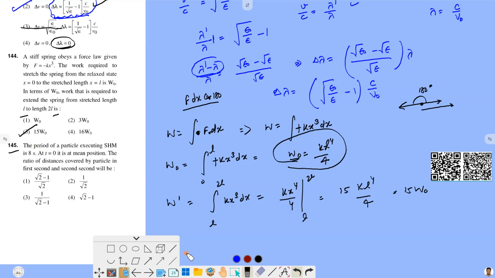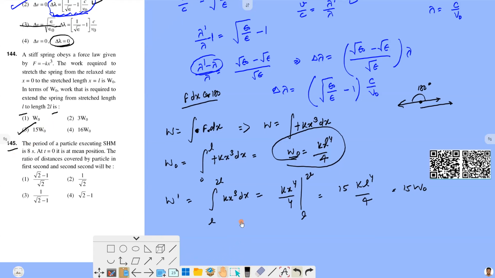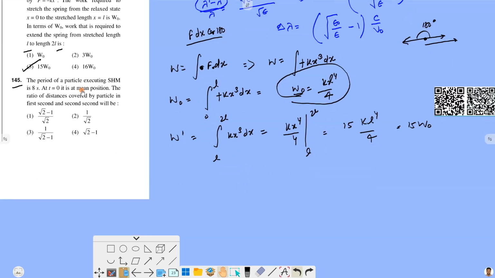Let us move to 145. The period of a particle executing SHM is 8 seconds, and at t is equal to 0 it is at the mean position. The ratio of distance covered by the particle in the first and second second will be? So for the particle in SHM, we can write the equation that x will be equal to a sine omega t, and here the time period is 8 seconds, which means omega will be equal to 2 pi by T, that will be equal to 2 pi by 8, or pi by 4.